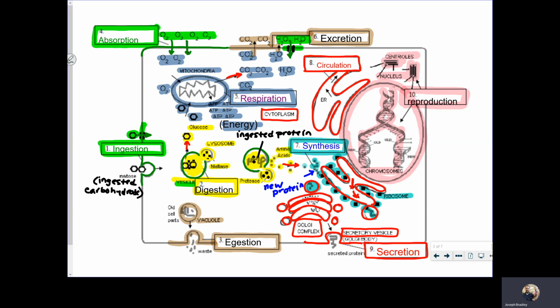So again, the brown and the green ones are linked, and then the red outlined ones are linked. Again, the red outlined have to do with moving useful things. The brown ones are going to be moving waste products out, and then the green ones are going to be moving food or other useful materials in. And then the main difference is for ingestion. Ingestion is going to be large materials. Absorption is going to be small materials. Excretion is small materials leaving. Egestion is large materials leaving. For secretion, it's useful things leaving the cell. Circulation is useful things going to other areas of the cell.